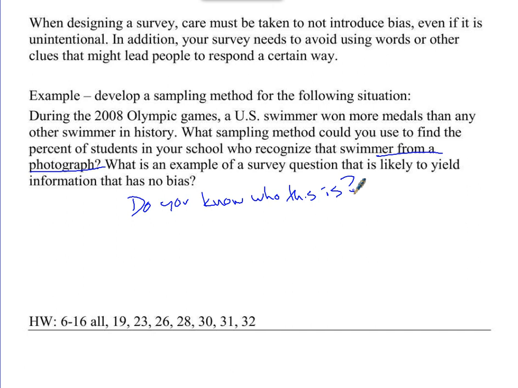Okay? That's how you would have to do that survey so that you do not introduce bias. So the homework involves all of this vocabulary basically, where you're stating what type of survey or sampling method it is that you're working with, and also whether or not there's bias, and even how to not introduce bias. So all of these things need to be thought about as you're doing the homework.